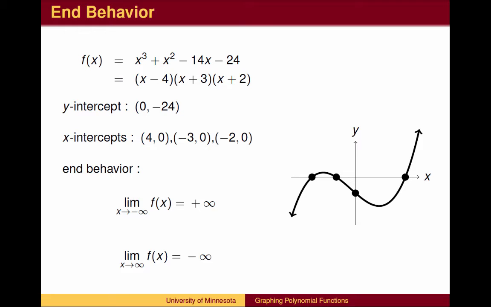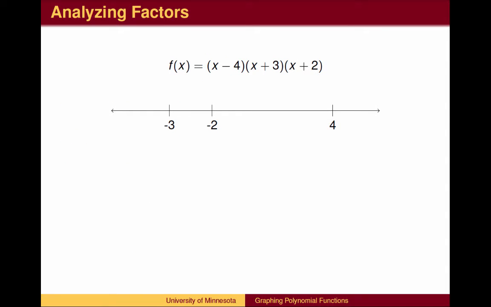The graph goes down on the left, crosses through the intercepts, and finishes by going up on the right. We can keep track of the end behavior and more in another way by analyzing the factors. Each of the factors corresponds to an x-intercept. The x-intercepts are the points at which a factor changes from negative to positive. We can figure out whether f of x is positive or negative based on the factors. If we pick any number larger than 4, for example 5, each of the factors is positive.